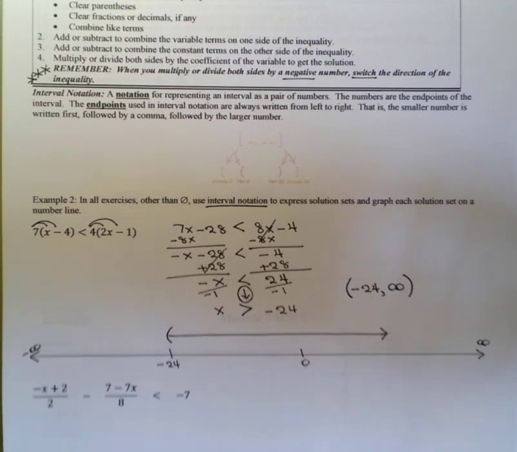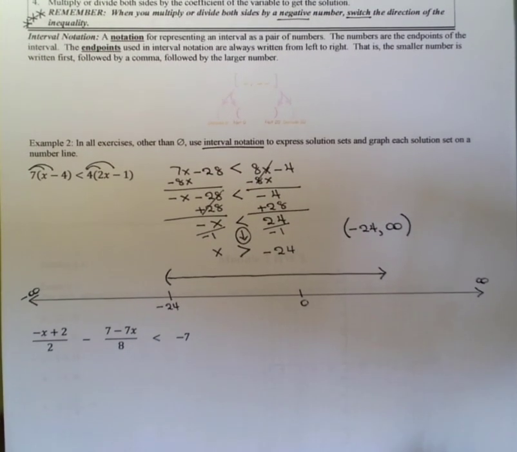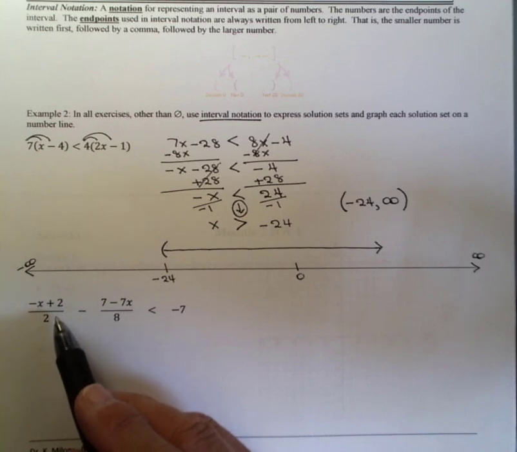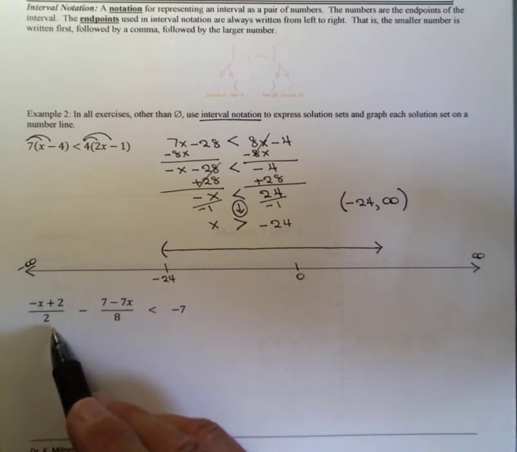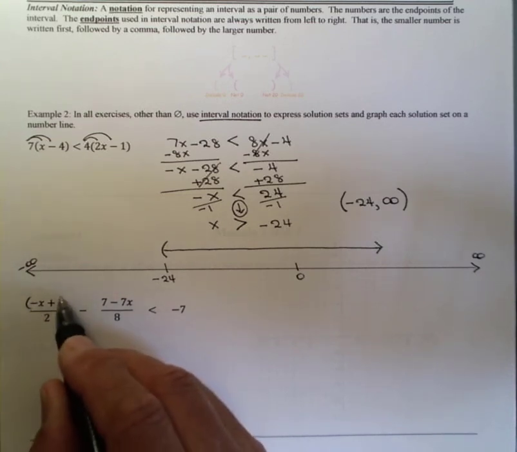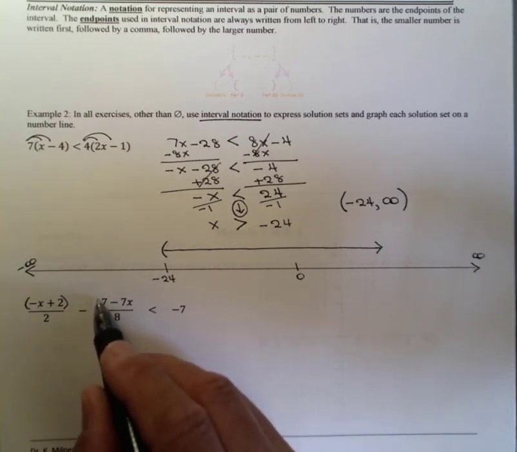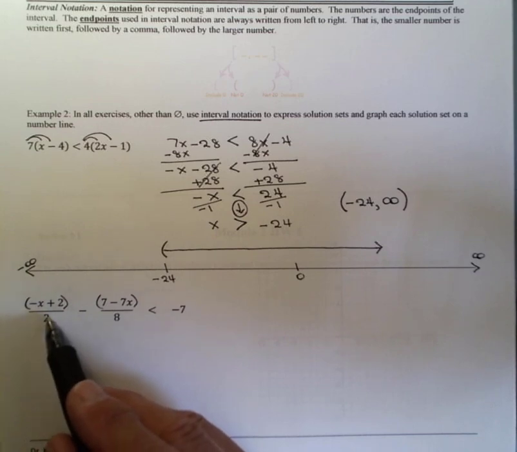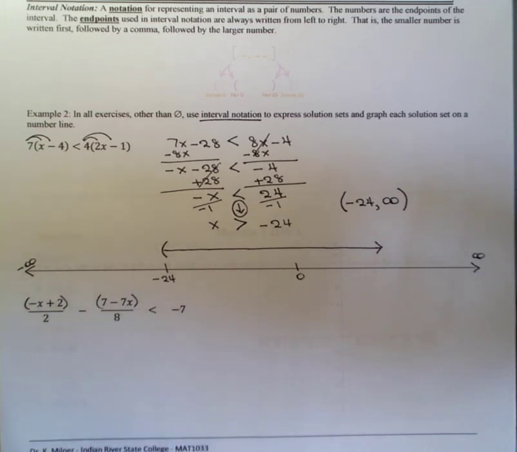Let's do another one. Let's do one that has fractions in it. This last example on this page is a little bit trickier to solve. You just have to keep in mind this whole complicated term here is one fraction. It is therefore one term. I'm going to put my numerator in parentheses. I'm going to do the same with that second fraction just because I don't want to forget that it's just one term. 1, 2, 3 terms in my inequality is what I've got.